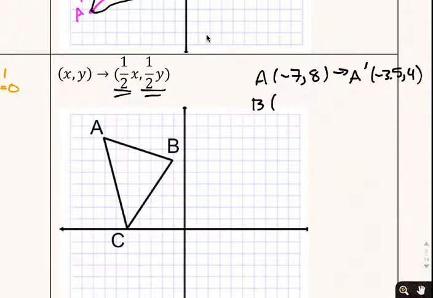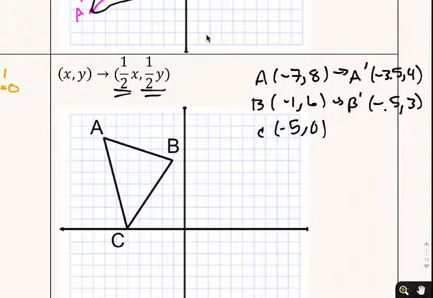So B, that was negative 1 comma 6, will now end up at B prime, which is going to be negative 0.5 comma 3. Again, just taking half the coordinates. And so we have negative 5 comma 0 for C will turn into C prime, which will be negative 2.5 and 0.